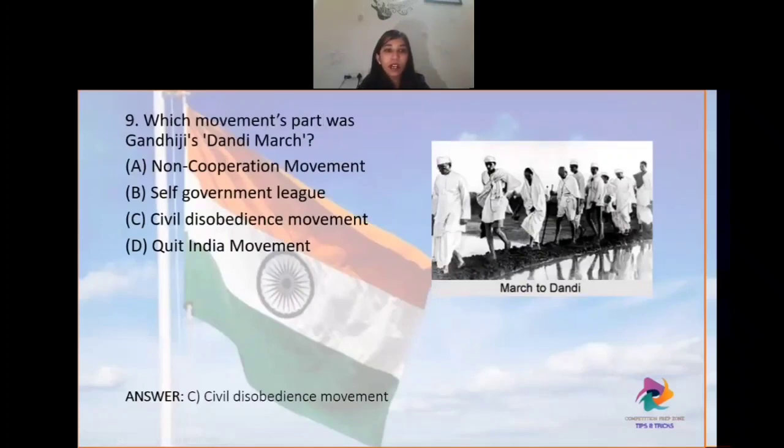Which movement was Gandhiji's Dandi March a part of? What you need to remember here is that Gandhi's Dandi March was mainly part of the Civil Disobedience Movement. That is the March to Dandi.